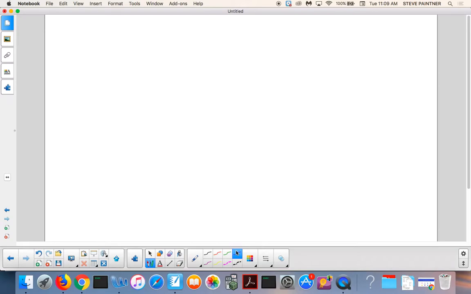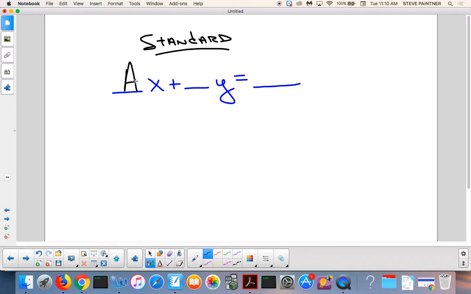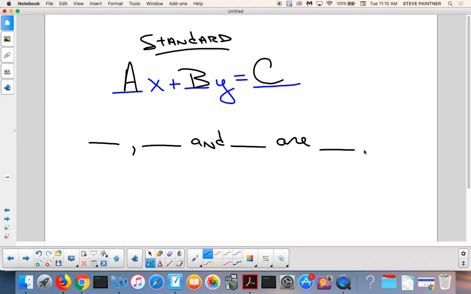Standard form looked like this: blank x plus blank y equals blank. A x plus B y equals C. Now listen to this. This is not the way I talk to you guys, but you gotta think about it. Where A, B, and C are blank.